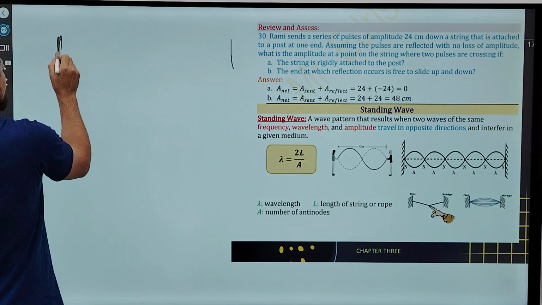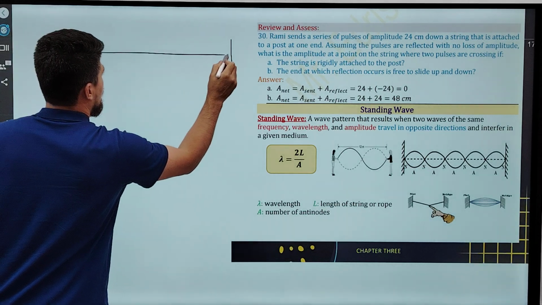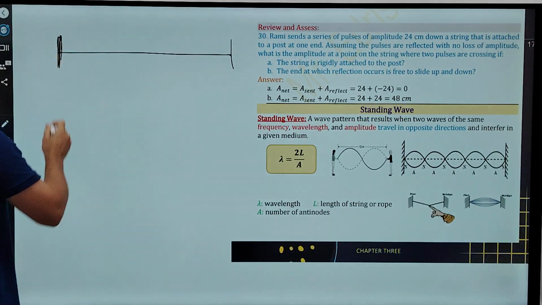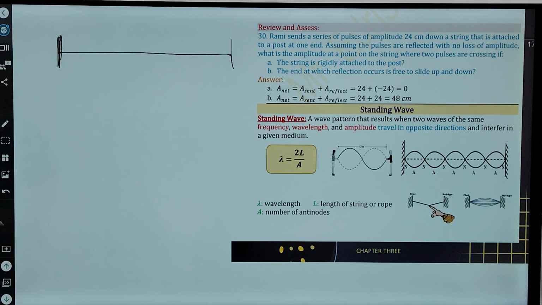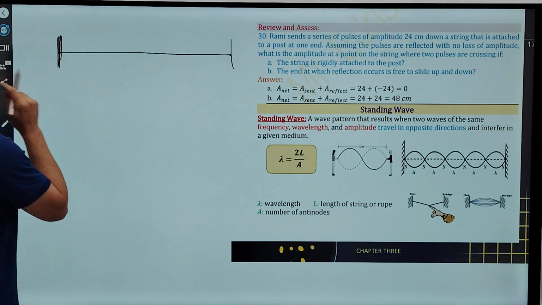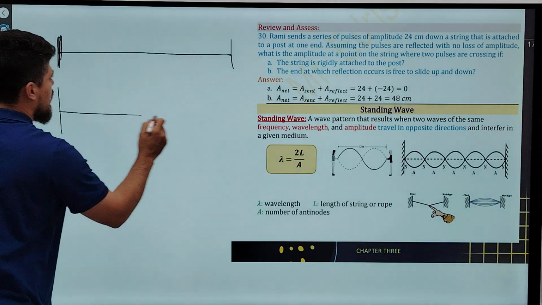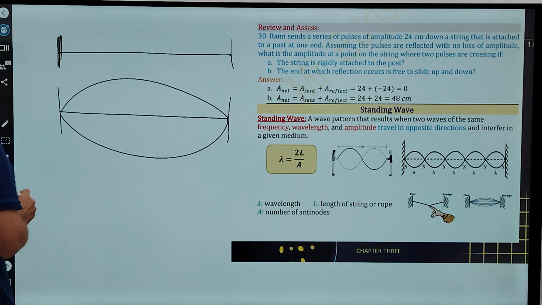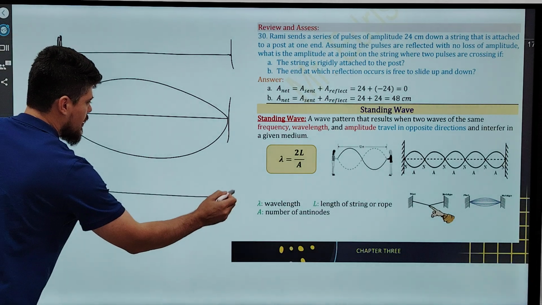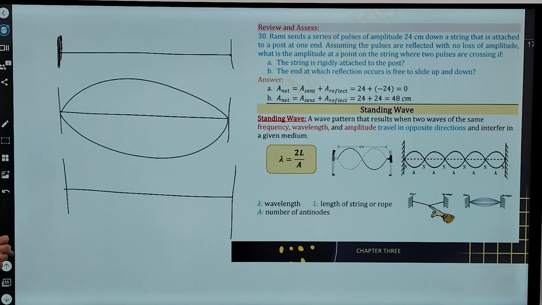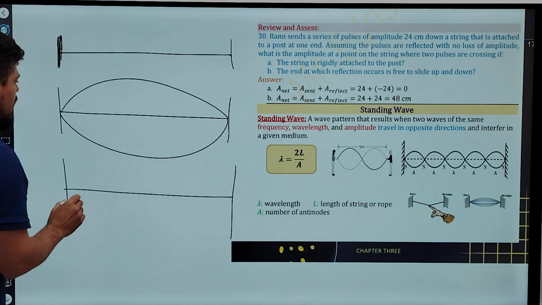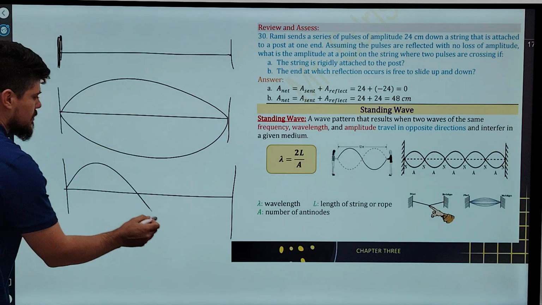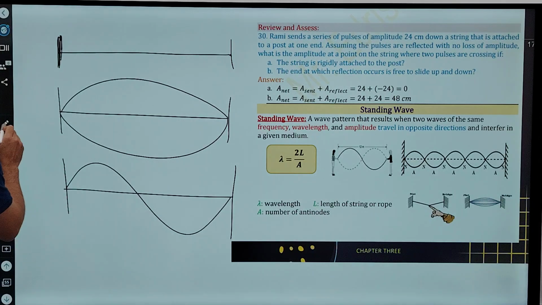For example, if we have a string fixed at both ends, now there is no wave. But in the case, for example, when we pull this string, what happened? The wave is produced. This is a standing wave. In a standing wave, the string must be fixed at both ends, okay? And sometimes you can get this type of standing wave.